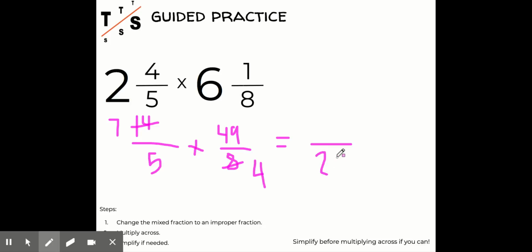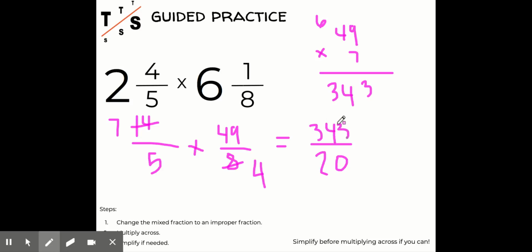When I multiply across now, I'll have 7 times 49, and then 5 times 4. 5 times 4 I know is 20, but I'm going to come up here and multiply 49 times 7. 9 times 7 is 63. 4 times 7 is 28. 28 plus 6 is 34. So I have 343 twentieths. But I need to simplify that. That's a really big improper fraction.